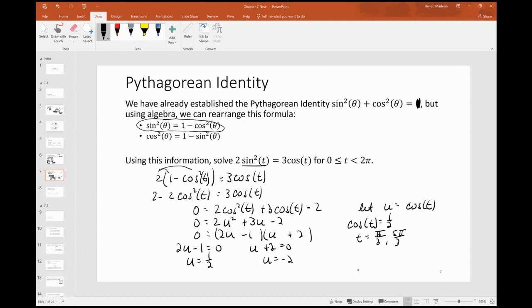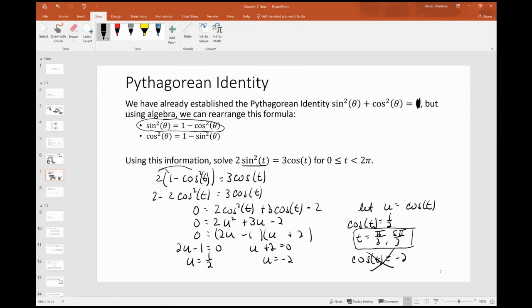All right, but then there's the second equation to solve. Cosine of t equals -2. Can that ever happen? No. That's violating the range of the cosine function, right? Or if I tried to do inverse cosine of -2 in the calculator, it's going to give me a domain error. It's going to tell me that that doesn't work. So we have to throw that out as an extraneous solution. So this particular problem, again, had just 2 solutions, pi over 3 and 5 pi over 3.